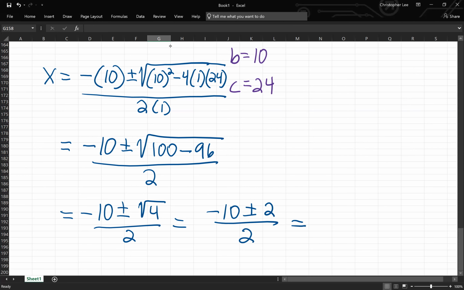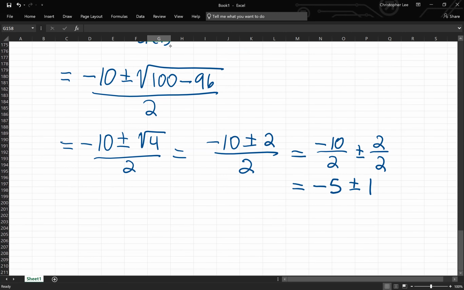If you're wondering how I'm doing that, this is actually negative 10 divided by 2 plus or minus 2 over 2. So that's how I simplify it like I did in the last one. So this becomes negative 5 plus or minus 1, right? And then that's my two answers right there.